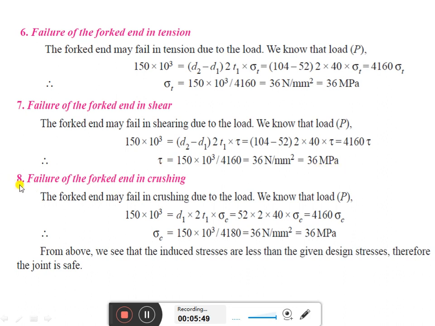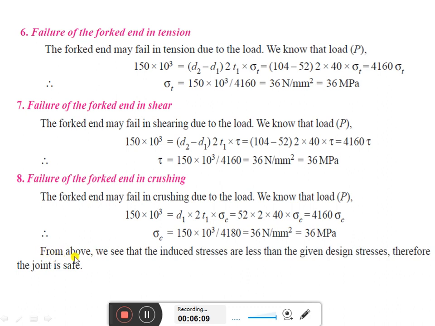Then step 8, failure of fork end in crushing. The load P is equal to D1 into 2 into T1 into sigma C. Then substitute the values of D1, T1, and P, and find the value of sigma C, which is equal to 36 megapascal.